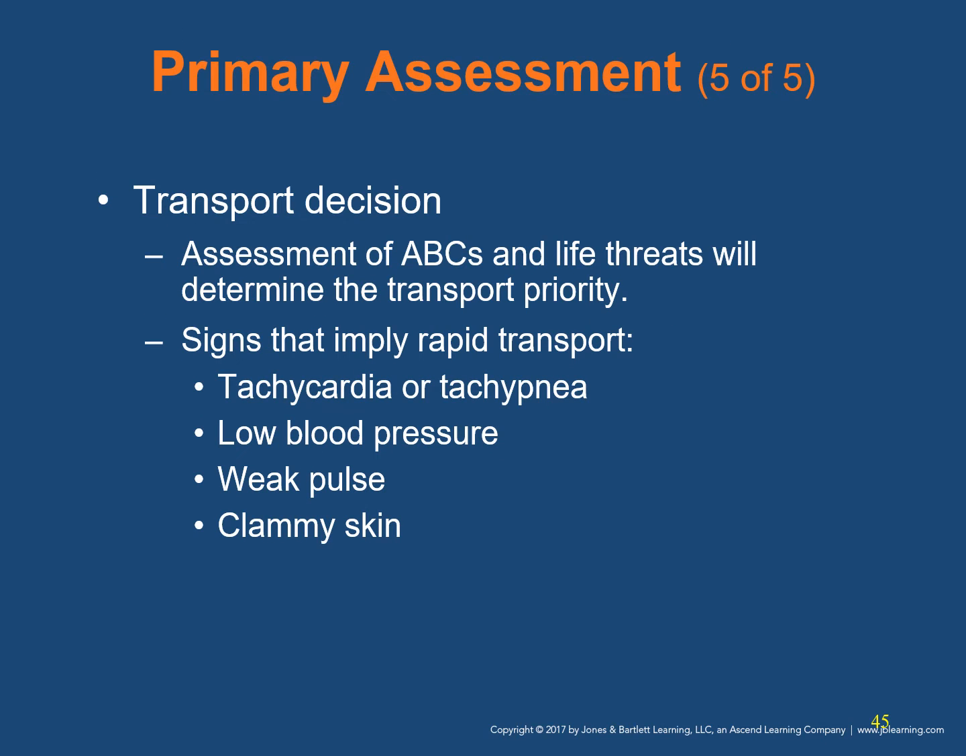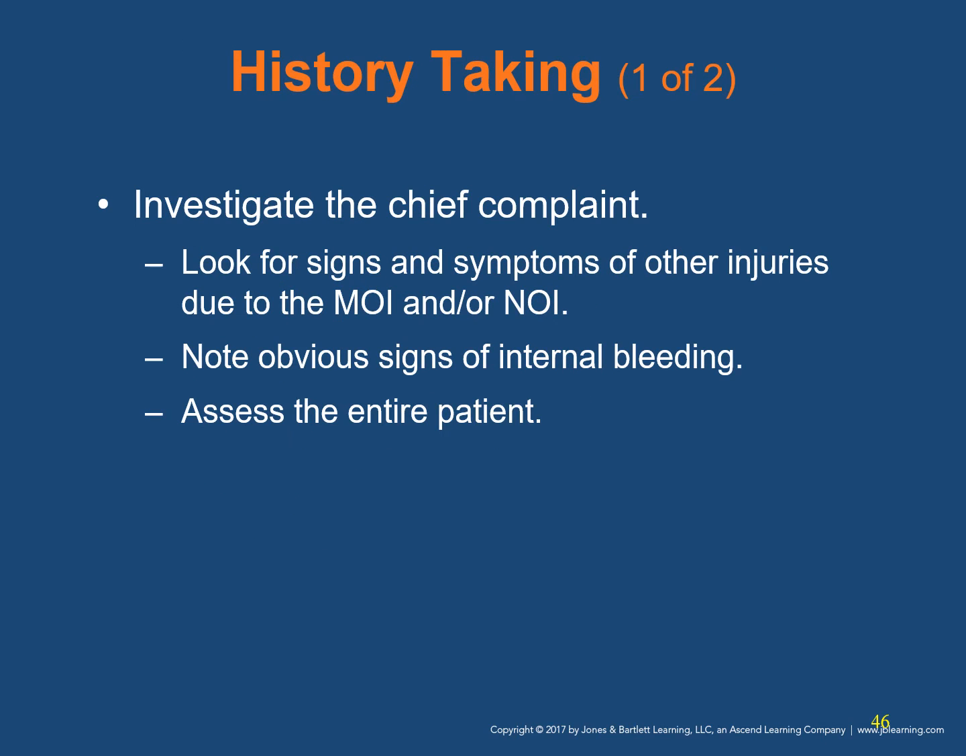Transport decision. Assessment of ABCs and life threats will determine the transport priority. Patients who may have significant bleeding will quickly become unstable. Signs that imply the need for rapid transport include tachycardia, tachypnea, low blood pressure, weak pulse, and clammy skin. History taking. Investigate the chief complaint. Look for signs or symptoms of other injuries due to the MOI or NOI. Note obvious signs of internal bleeding. Look more carefully in this step.